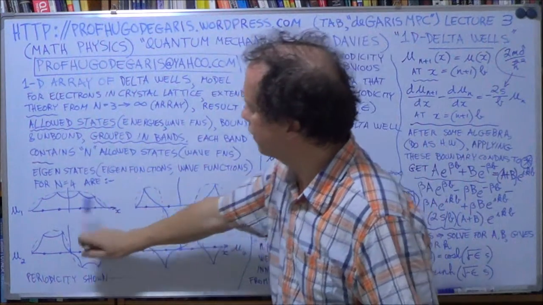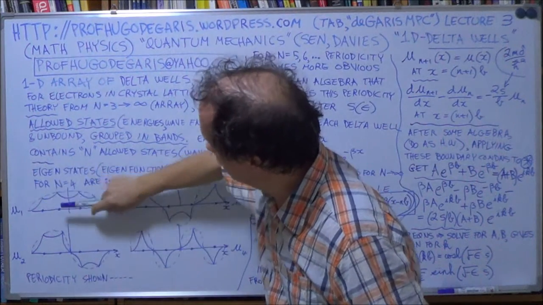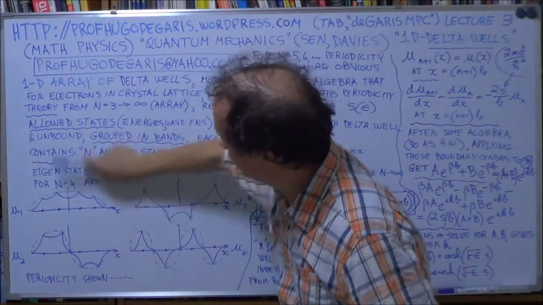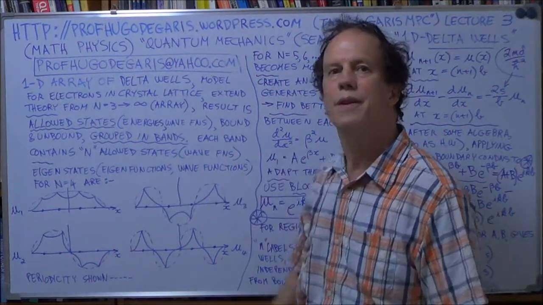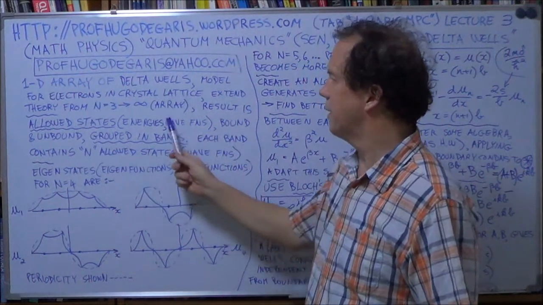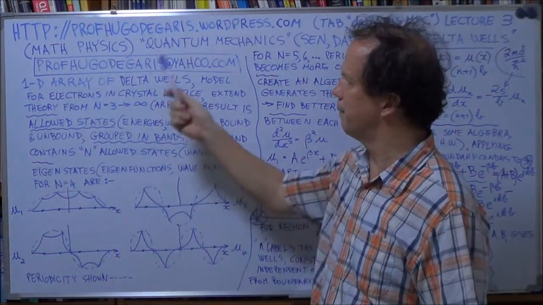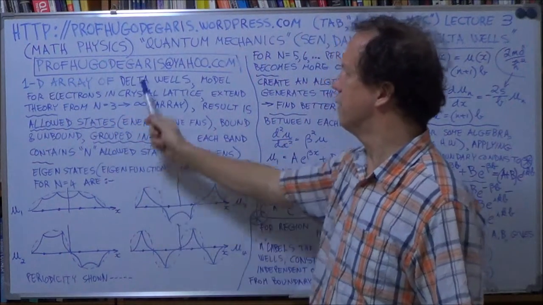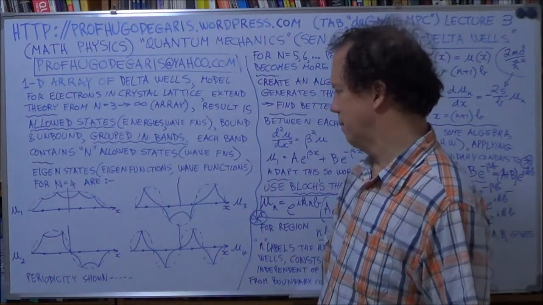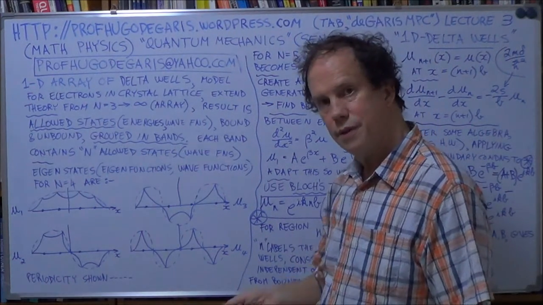Between certain energy levels, that energy band is allowed, that kind of thing. And this comes out of the analysis of the 1D array of delta wells. So we've done it for 3 wells in the previous session.